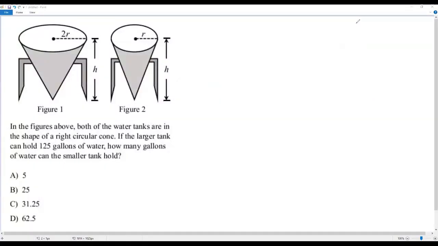Here we have a SAT math problem. Okay, let's go with the question. In the figures above, both of the water tanks are in the shape of a right circular cone. If the larger tank can hold 125 gallons of water, how many gallons of water can the smaller tank hold?